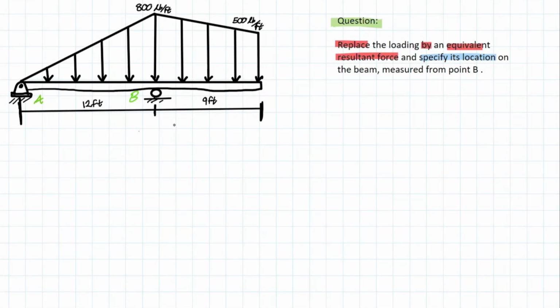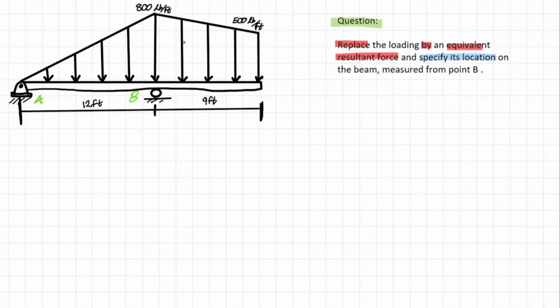Hello everybody, let's try to solve this simple distributed load problem and go through some of the things that might be tricky when you're first trying to do these problems on your own. So the question goes, replace the loading by an equivalent resultant force and specify its location on the beam measured from point B. So I separated this into two parts, part A and part B, and part A is red. So replace by equivalent resultant force.